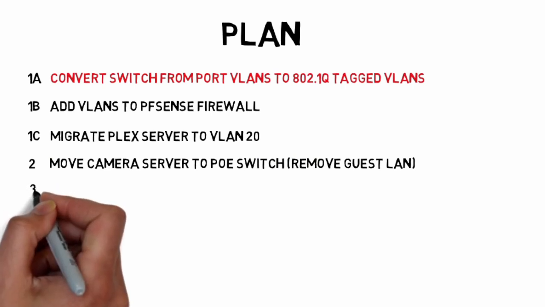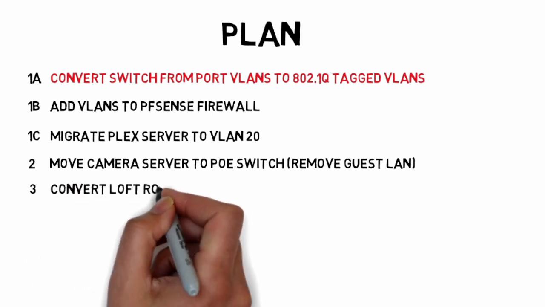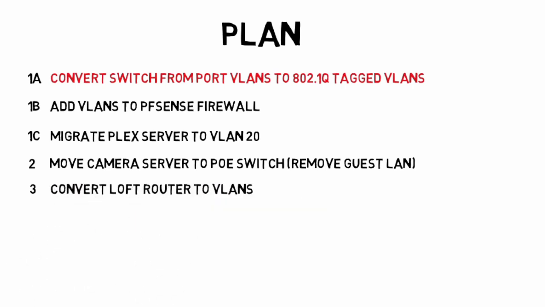Then I've got step 3. Now we start converting the inside of the house. Convert the loft router to use the VLANs. And that will switch across to VLAN 30 and VLAN 10.